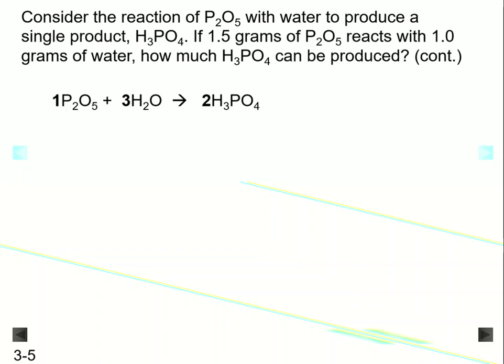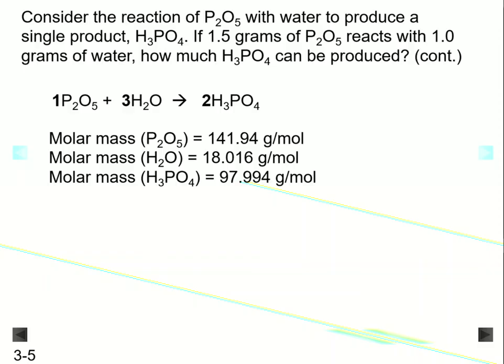Once we know this, of course, what are we going to do next? Well, we're going to need molar masses for everything. And the molar masses were calculated here. You guys learned how to do that earlier in this chapter and a little bit at the end of chapter 2, so you should be familiar with these. So these are all of our molecular weights or molar masses.